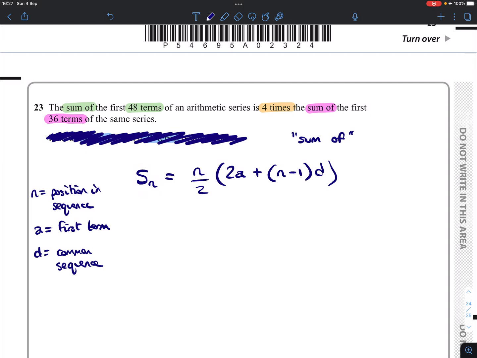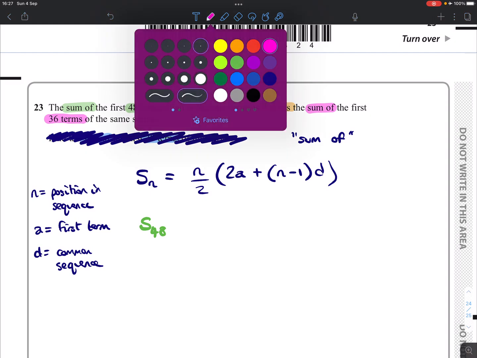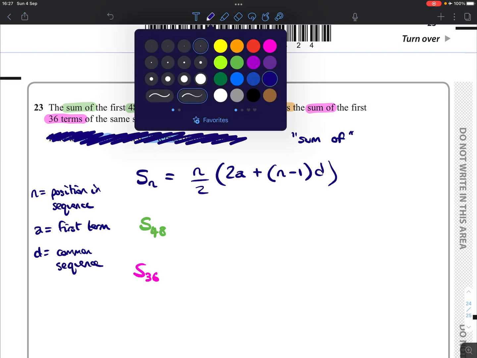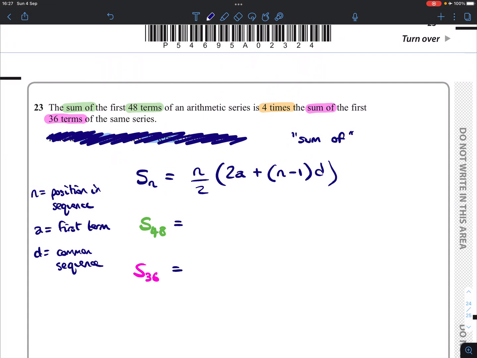So with what's been given in green, the sum of the first 48 terms, that's basically talking about S of 48. The pink one, when they talk about the sum of 36 terms, that's talking about S of 36. So those two statements are talking about those. We have this whole 4 times, which we'll get to in a moment. Basically, the green one, the sum of the first 48 terms, is going to be 4 times as much as this. But of course, we need to figure out what we're going to end up with on the right-hand side for each of these situations.